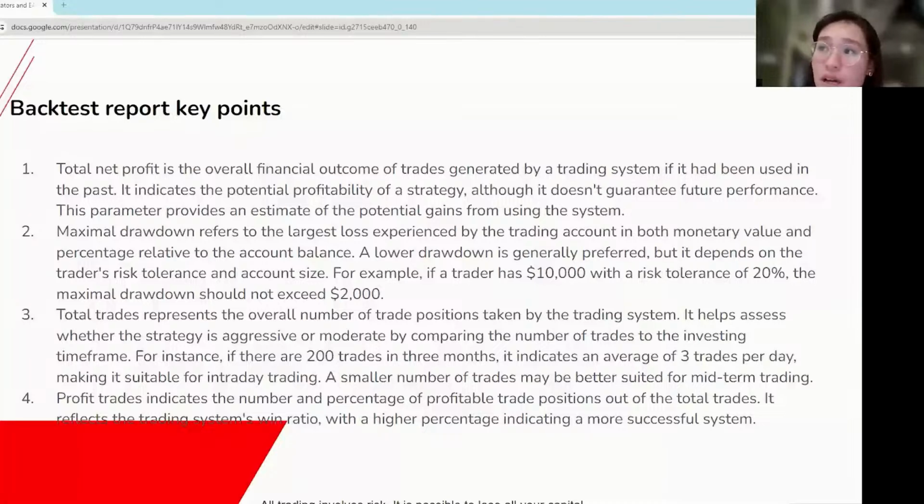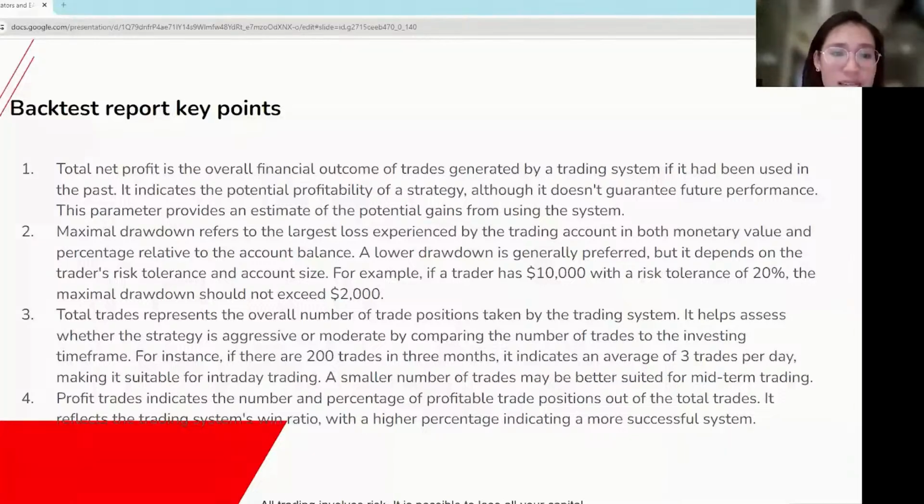Secondly is maximal drawdown, and this refers to the largest loss experienced by the trading account in both monetary value and percentage relative to the account balance. A lower drawdown is generally preferred, but it depends on the trader's risk tolerance and account size. For example, if a trader has $10,000 with a risk tolerance of 20%, the maximum drawdown should not exceed $2,000. Number three is total trades, and this represents the overall number of trade positions taken by the trading system.